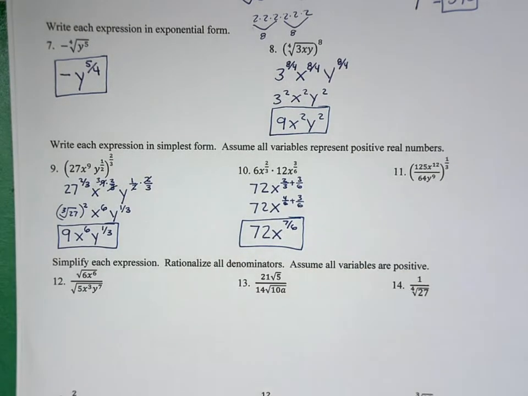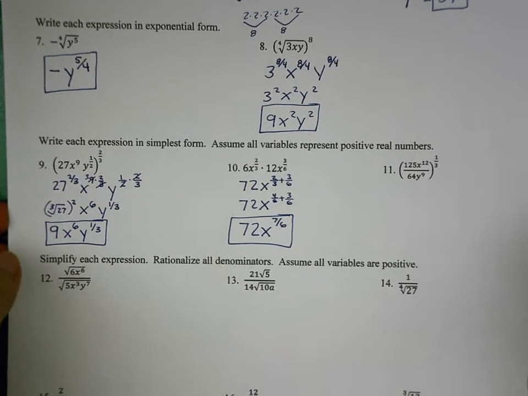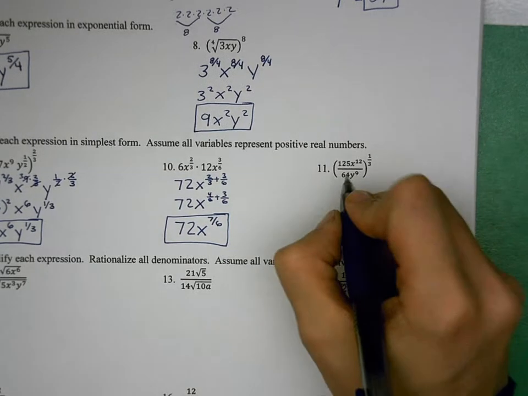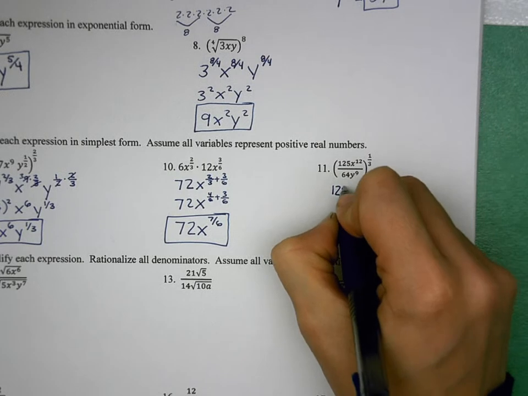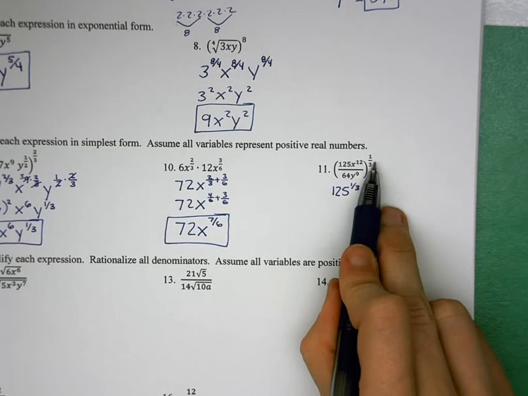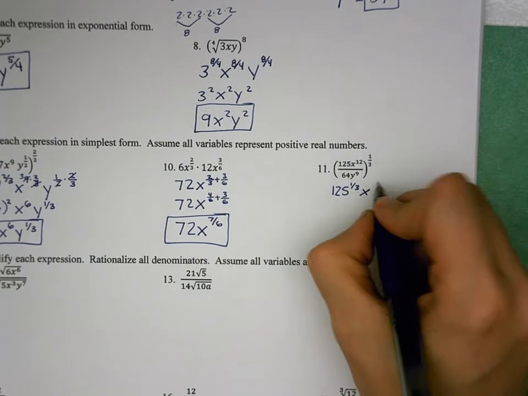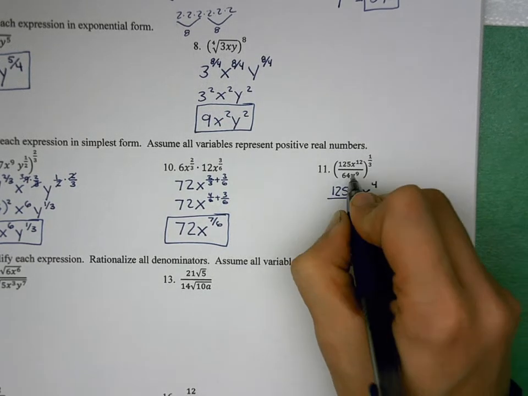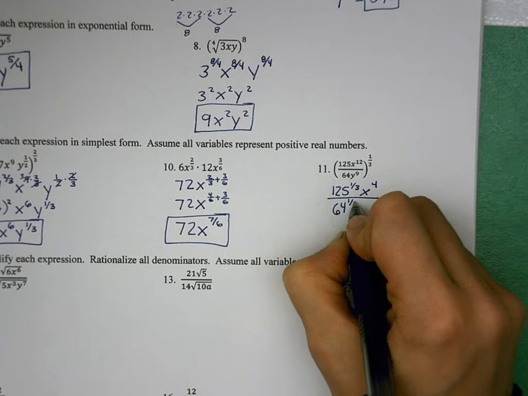Okay. And then last but not least, number 11. We are looking at the quantity of 125x to the 12th over 64y to the 9th, all raised to the 1/3. Okay, so distributing that 1/3 in, we'd have 125 to the 1/3 times x to the, multiplying these exponents, 12 times 1/3 is 4, all over 64 to the 1/3, y to the 9 times 1/3 is 3.